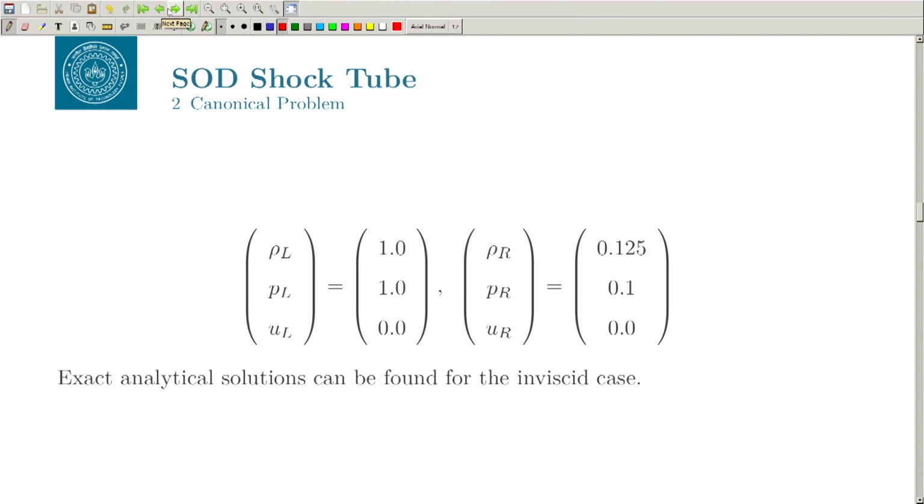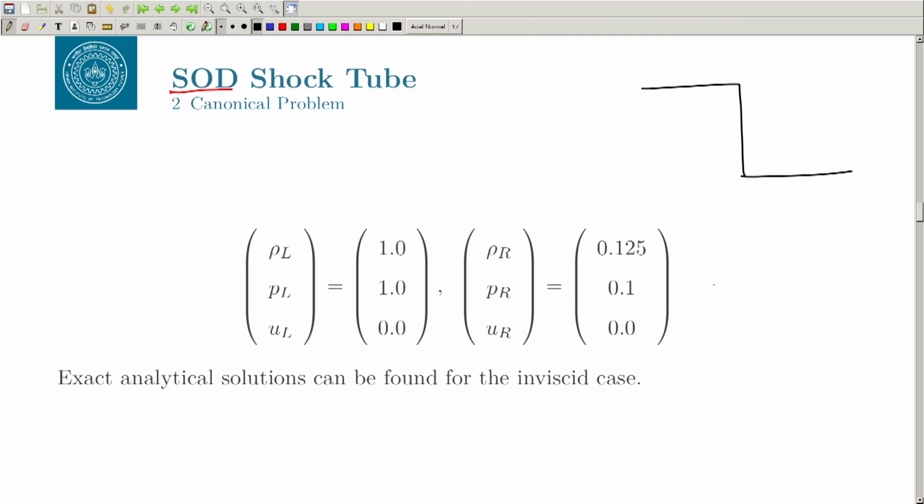So, this is the condition. This is one particular condition, proposed by a scientist called Gary Sod. That is why it is called the Sod shock tube. You can see the jump here in pressure and density initially. We will be solving it in 1D flow, though you can also solve it in 2D or 3D.